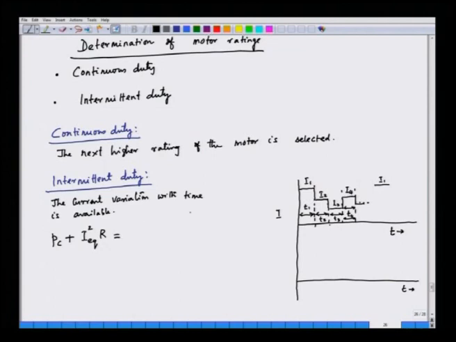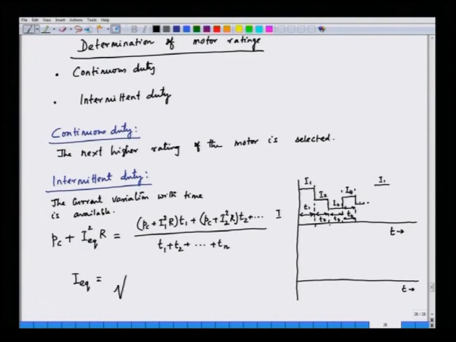And then we have each interval here, maybe t1 to tn. So, we can say that it is PC plus I1 square R for the time t1, plus PC plus I2 square R for the time t2 and so on, divided by the time t1 plus t2 up to tn. So, if we simplify this, we can evaluate what is I equivalent.